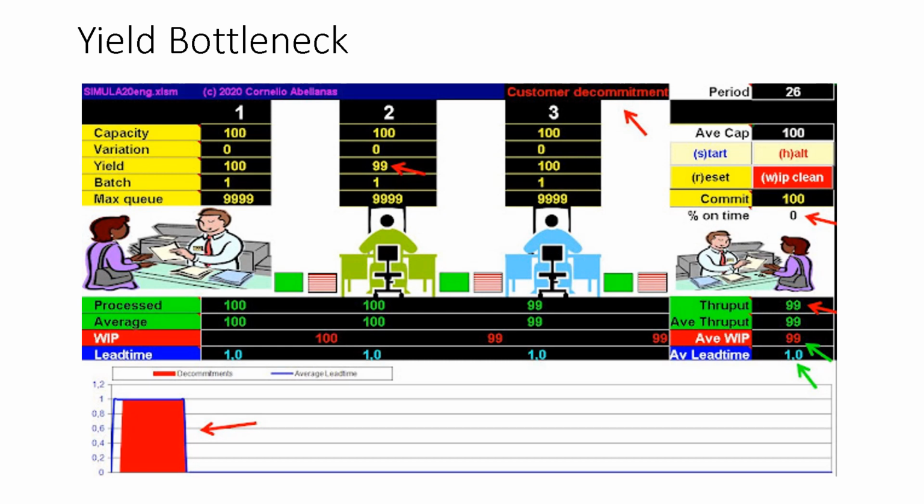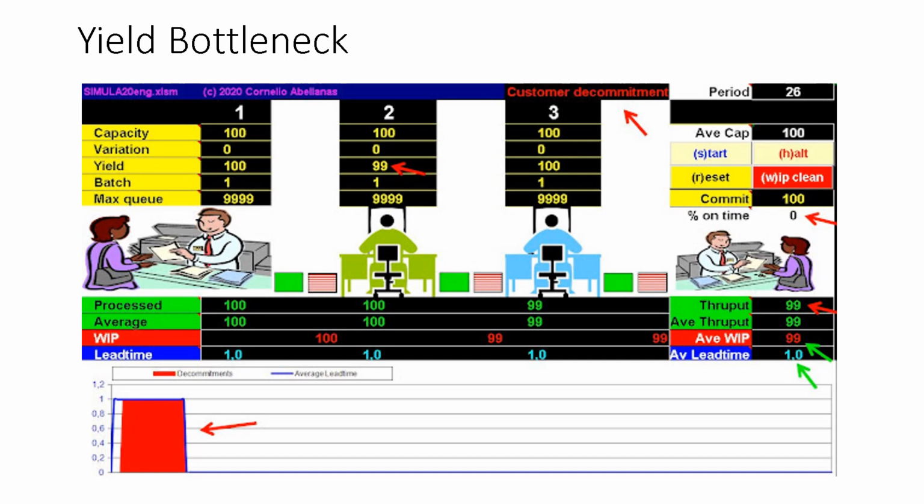Let us now simulate a yield loss of 1% in step 2. To do that, we stop simulation, reset, clear WIP, set step 2 yield to 99, and start.